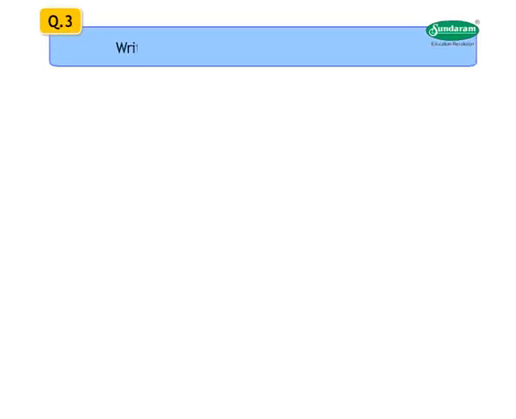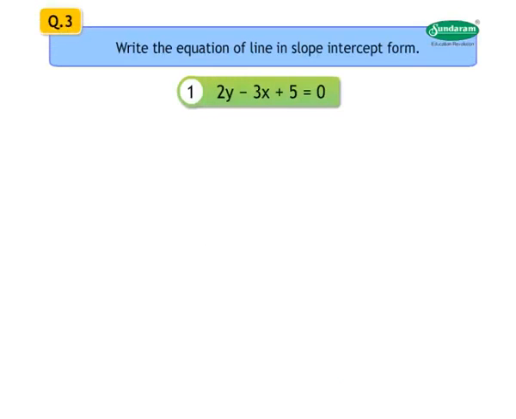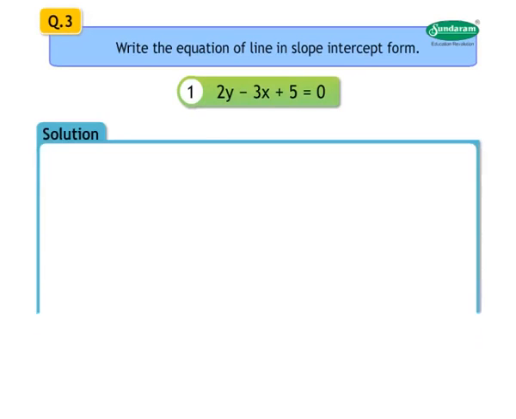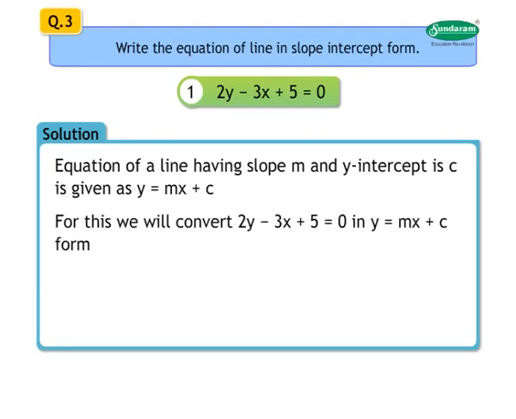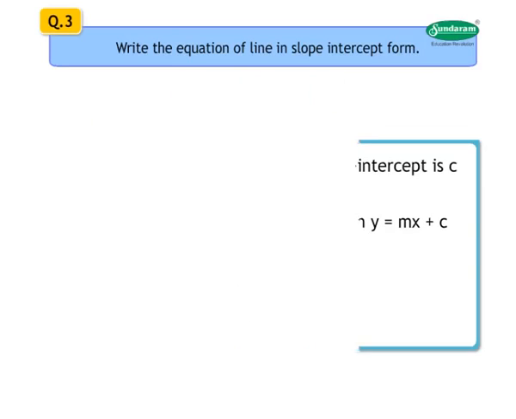Question 3. Write the equation of the line in slope-intercept form. Number 1. 2y - 3x + 5 = 0. Solution. The equation of a line having slope m and y-intercept c is given as y = mx + c. For this, we will convert 2y - 3x + 5 = 0 into y = mx + c form. Therefore, 2y = 3x - 5.